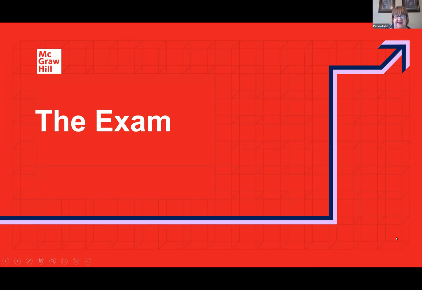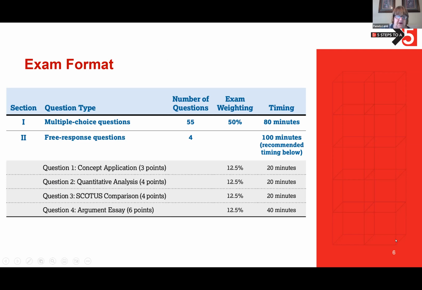On to what we're looking at here for the U.S. Government and Politics exam itself. You probably already have an idea of what the exam is like. So very quickly, the exam is divided into 2 sections. We have a multiple choice section with 55 questions, 80 minutes. You have plenty of time to answer the multiple choice questions. It is 50% of your overall score.